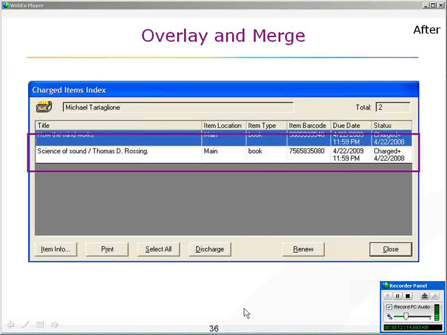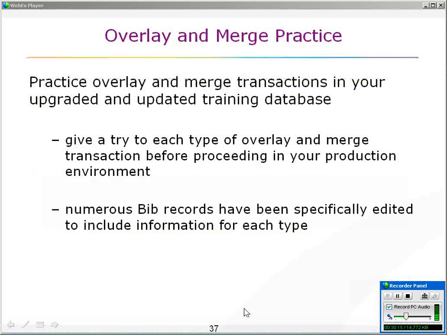I'm going to take us back over to the slides, and I wanted to just tell you a little bit about some things that you're going to find in the database. The opportunity to practice the overlay and merge transactions in a Voyager 7 database. Over a period of 3 or 4 months, I put in something like 250 examples that relate to overlay and merge. And so it gives you an opportunity to try each type in multiple scenarios and be able to try the various kinds of things.